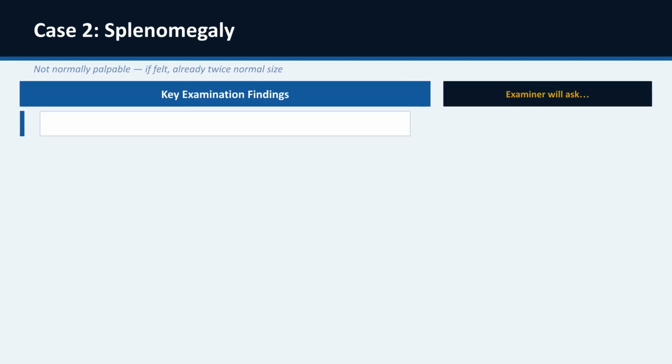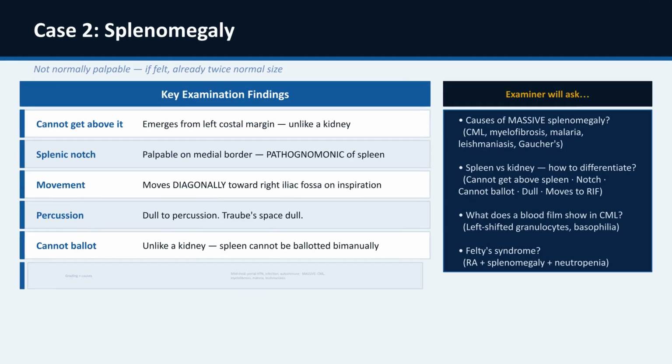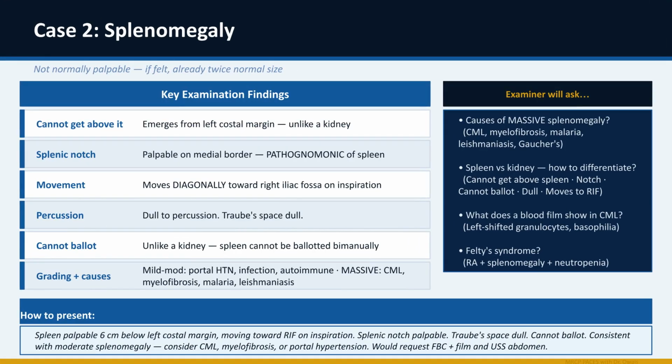Case 2: Splenomegaly. The spleen is not normally palpable. When it becomes palpable, even just tipping the fingertips below the costal margin, it is already significantly enlarged because the spleen must increase to twice its normal size before becoming palpable.